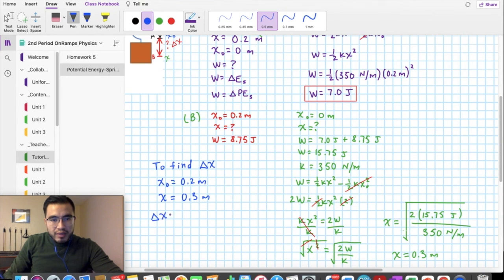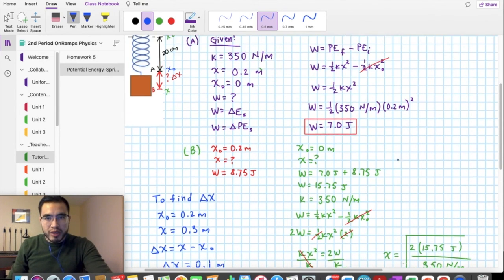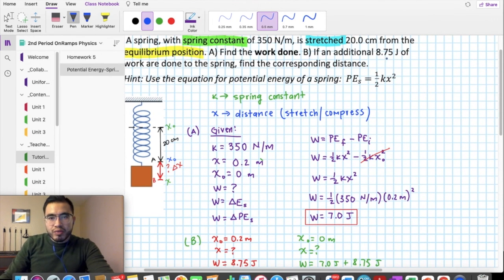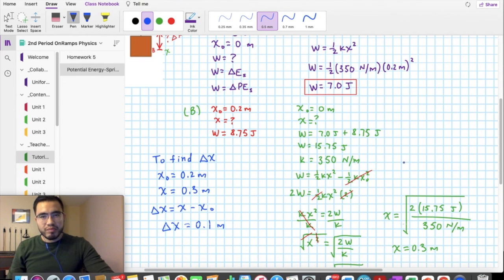Delta x is x final minus x initial. I'm not even going to substitute; you guys know what this is. So the corresponding distance, delta x, is 0.1 meters. So by stretching an additional 0.1 meters, we had an additional 8.75 joules of energy. And there you go. That is it.